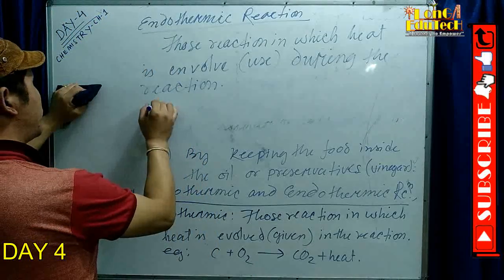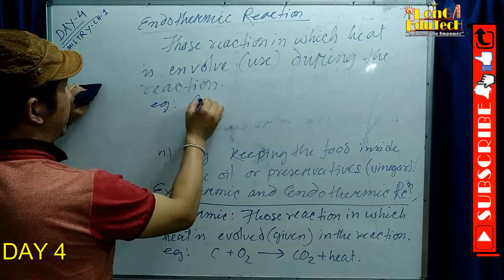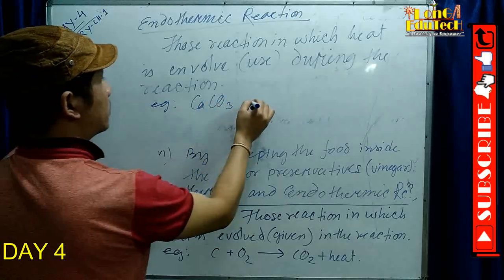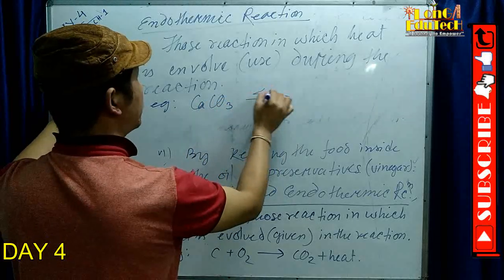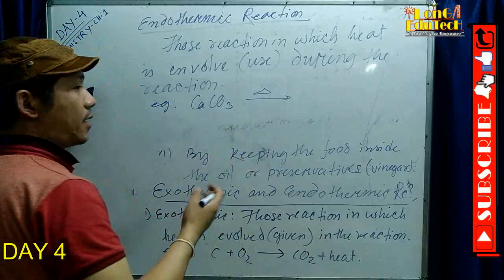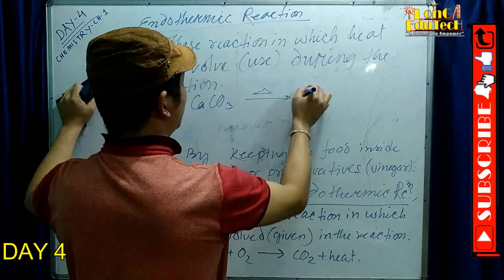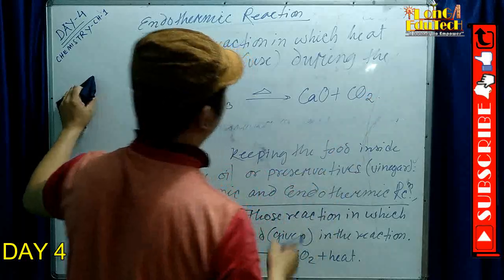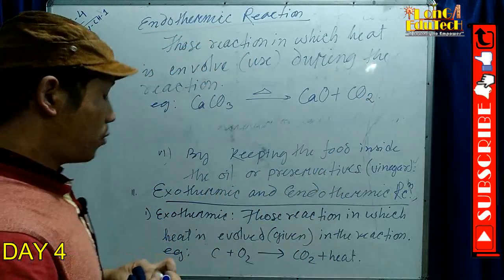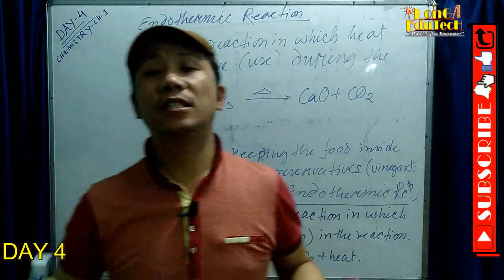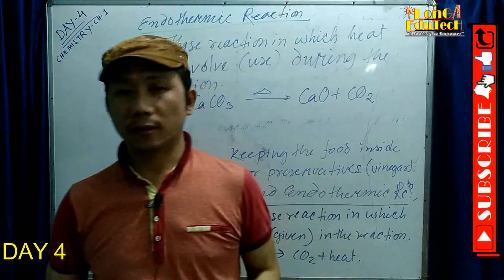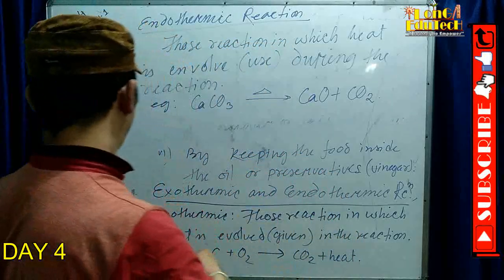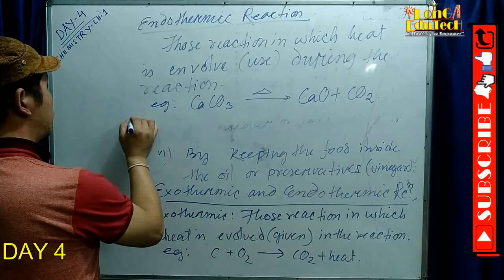So for example, for this one, say calcium carbonate. When we heat it, heat is denoted by delta, I told you the triangle. It gives calcium oxide plus carbon dioxide, right? So this is an endothermic reaction. That is, heat is used in the reactions. Okay, fine, right? And next we'll go to the next one.